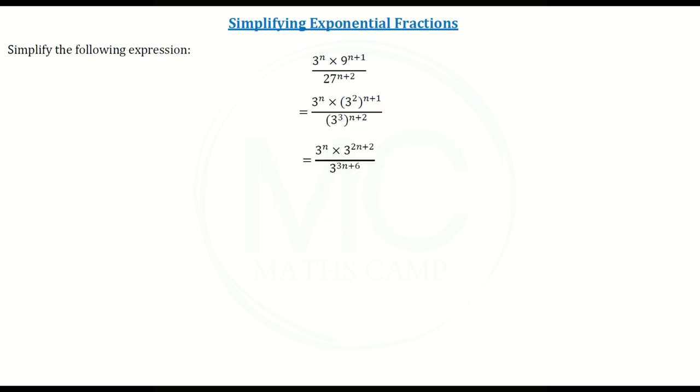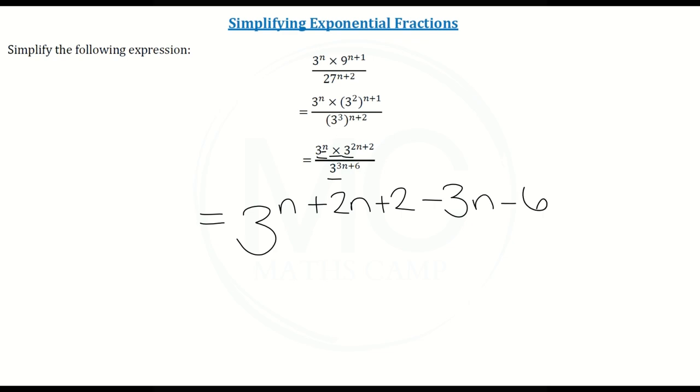Now we have a base of 3, a base of 3, and a base of 3, which means we can add and subtract our exponents. So let's put in our base of 3. From the first term, we have an exponent of n. We are now multiplying, so we can add our exponents. So we can say plus 2n plus 2. All over. Remember, when you consider values in the denominator, we are now dividing, which means we subtract our exponents. So we can say minus 3n minus 6.